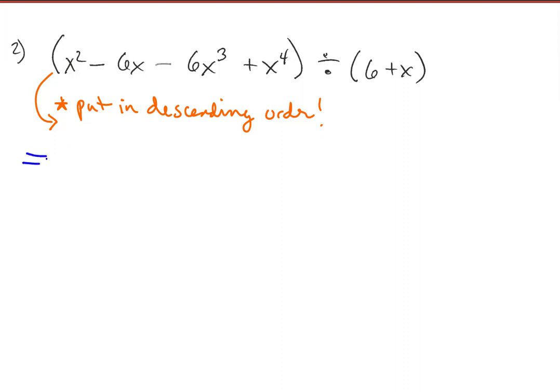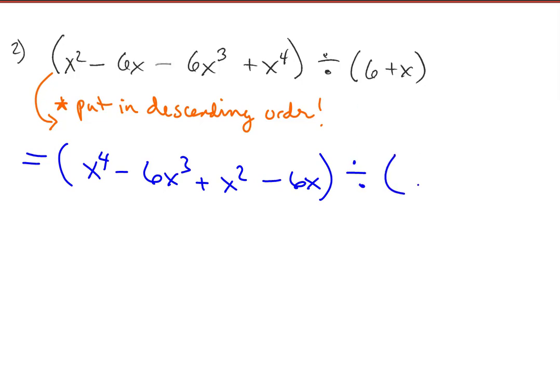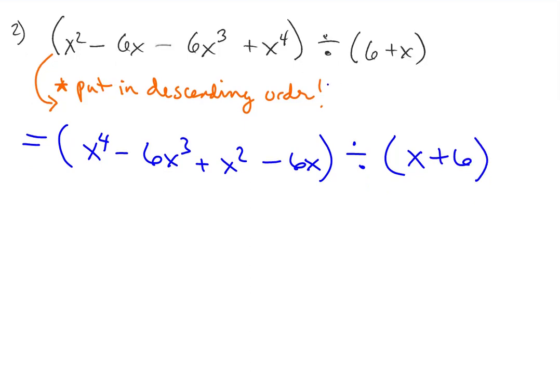So I'm actually just going to rewrite this whole thing in that way. Instead of this original polynomial you see in parentheses, let's just shuffle the terms around to be in descending order. That would give us x to the fourth minus 6x cubed plus x squared minus 6x, close parentheses. We're dividing that by, and we want the divisor, the denominator, to also be in descending order as well. So we're going to write that as x plus 6 in matching variable descending order. Okay, now we're ready to go with the synthetic division.